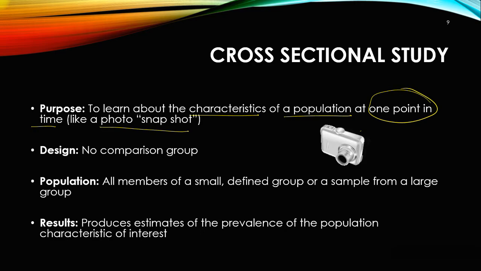So there is no comparison group over here. The population over here is all members of a small defined group, or a sample from a large group. We can consider that in your class only, some of the students are in the college right now, and the rest of the students are at home. So what is the characteristic of the students who are there in the college?